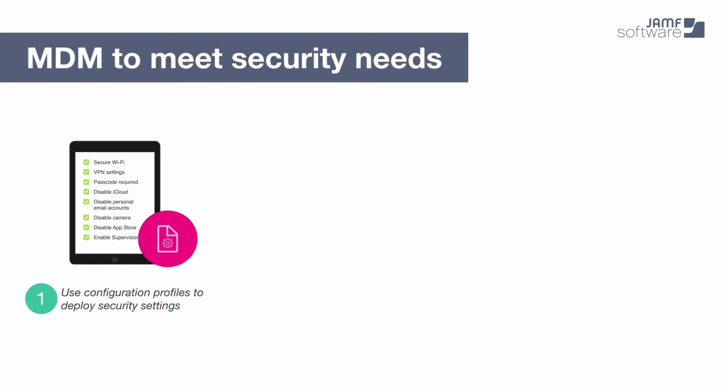You can do other things too, such as disabling the camera or the App Store altogether so that users can't get access to any sort of third-party apps. And you can enable supervision on these devices. What supervision is, it's just a higher level of management that's available for iPads.